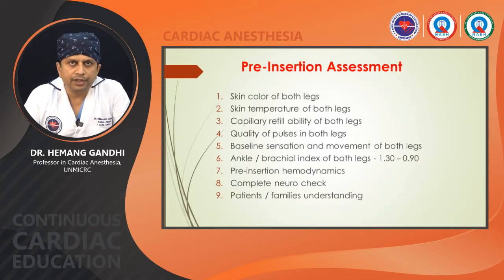When you decide to insert the IABP into the patient, you have to properly assess the patient before inserting it. So we have to assess both legs of the patient for skin color, skin temperature, capillary refilling ability of both legs, quality of pulse in both lower limbs, baseline sensation and movement of both limbs, and ankle brachial index of both legs. Normally it is 1.3 to 0.9. If it is less than 0.9, we should avoid that route, specifically the femoral route, because of this low index.